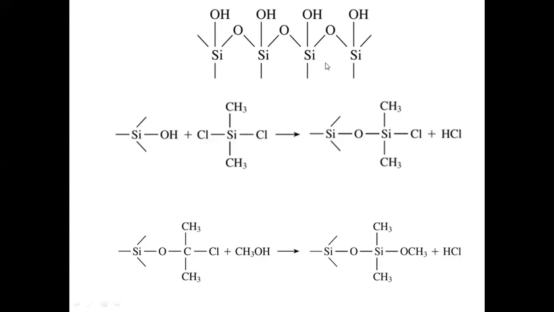So this will be done by treating the column. The column is packed with the stationary phase. That stationary phase can be treated with some special reagents such as dichloro-dimethylsilane. This is dichloro-dimethylsilane. Can you see the cursor movement?